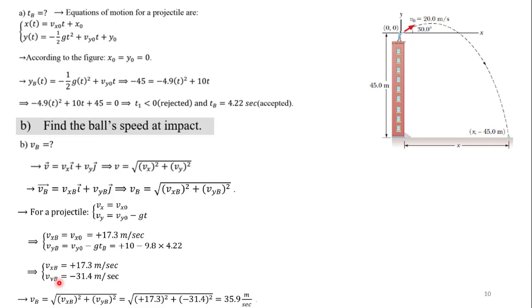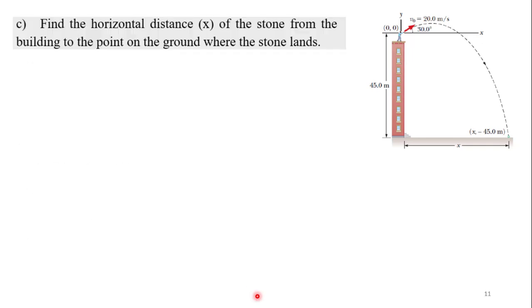Did we answer the question? No, not yet, because we are asked to find the speed. They didn't ask us to find Vx and Vy. We need to find the magnitude of the velocity vector. So VB is equal to the radical of 17.3 squared plus 31.4 squared, and we will obtain finally VB equals 35.9 meter per second.